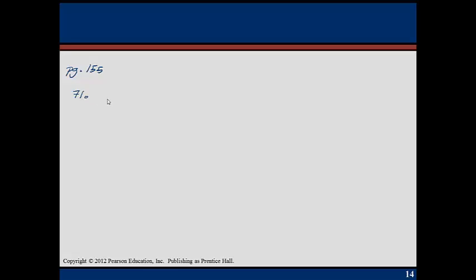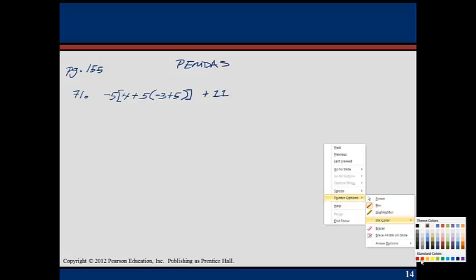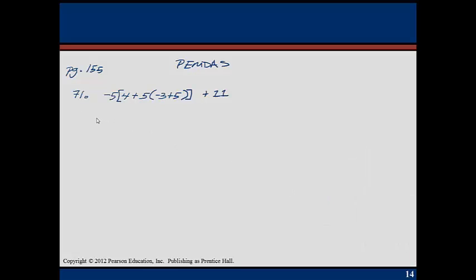And we have negative 5, and then bracket 4 plus 5, parentheses, negative 3 plus 5, all plus 11. And we're going to do our order of operations, because we want to simplify. So the first thing we need to do is parentheses. We see a set of brackets as well as parentheses. You work from the innermost, so go all the way in.